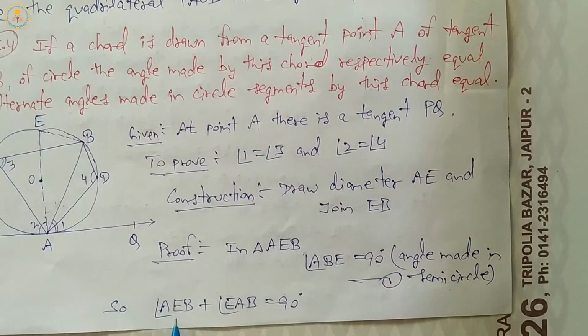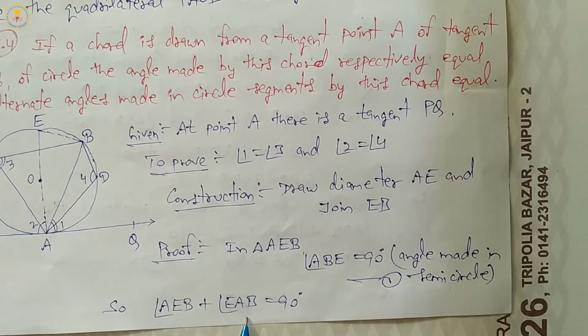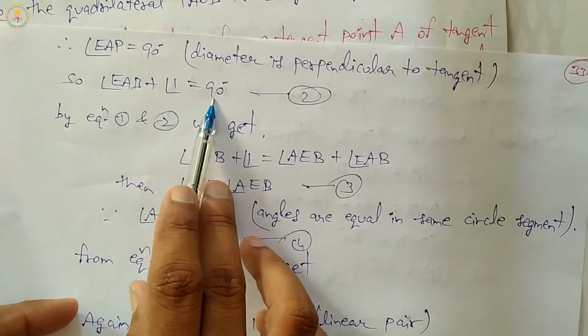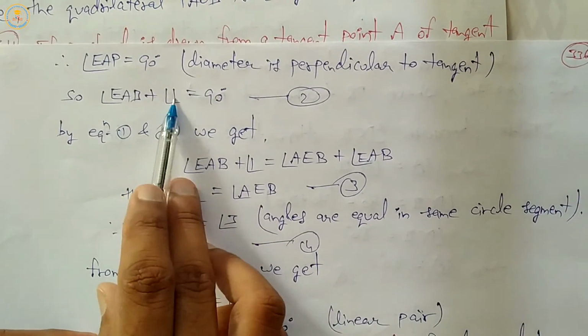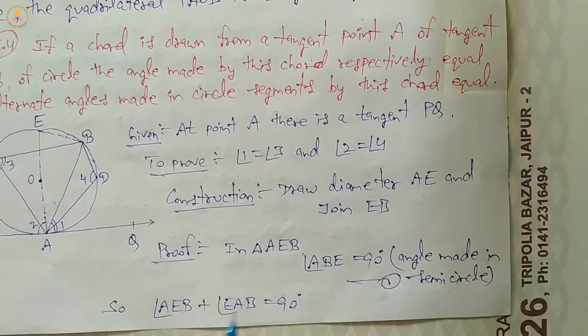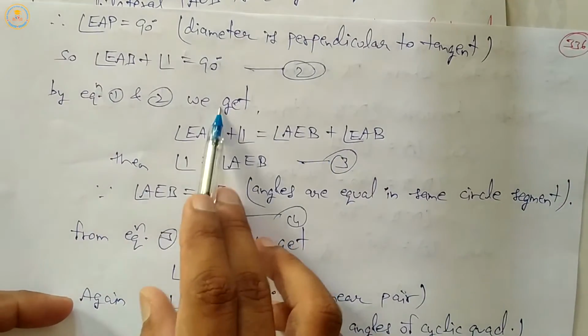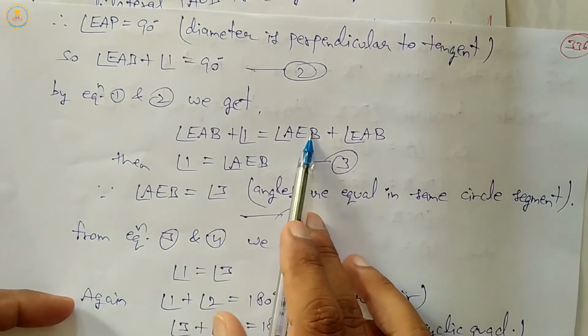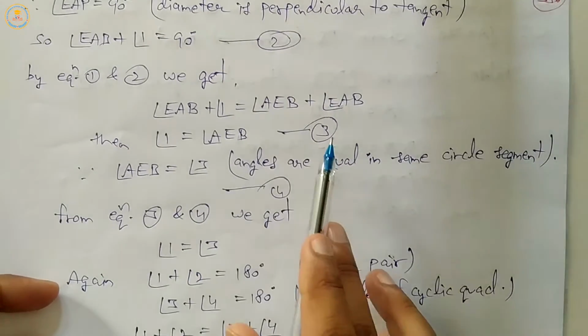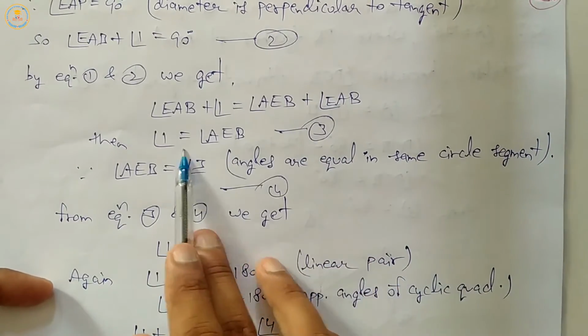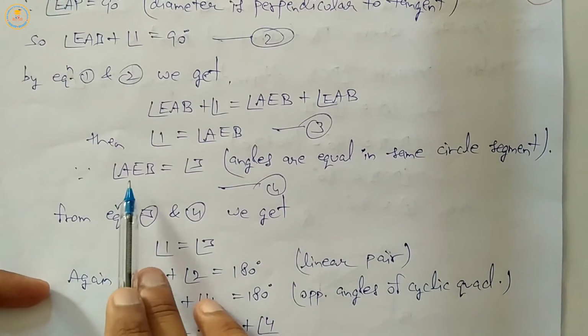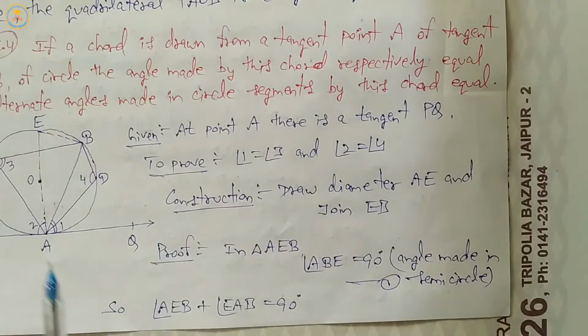It means AEB plus EAB, this equation first, equal 90. So both are equal. So EAB plus 1 equal EAB plus AEB. It means EAB cancels out by EAB. 1 equal AEB. Equation third. 1 equal AEB, equation third. Now AEB equal 3.